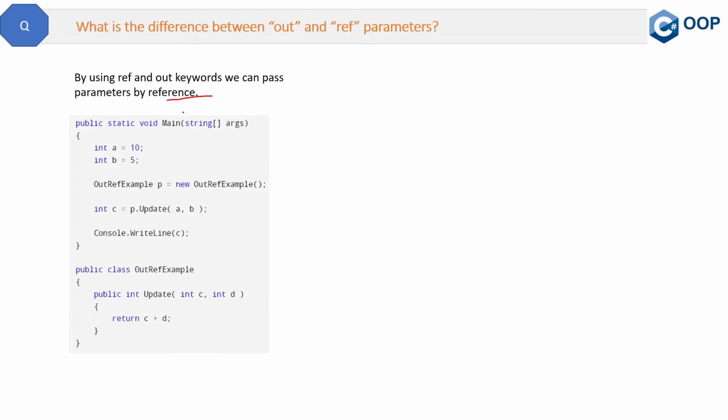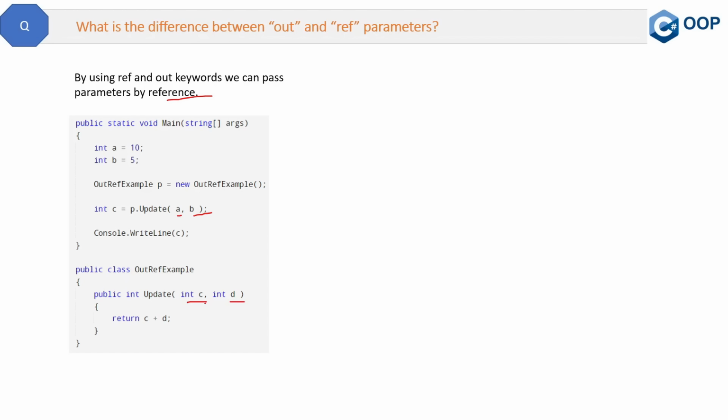For example, in this code, you are passing A and B as parameters. And in the update method here, the values are received by C and D, and they are completely new variables and not referred to by A and B, meaning the values of A and B are copied to C and D here. You can name them C, D, X, Y, whatever, they are completely new variables. That we say is passing parameters by value.